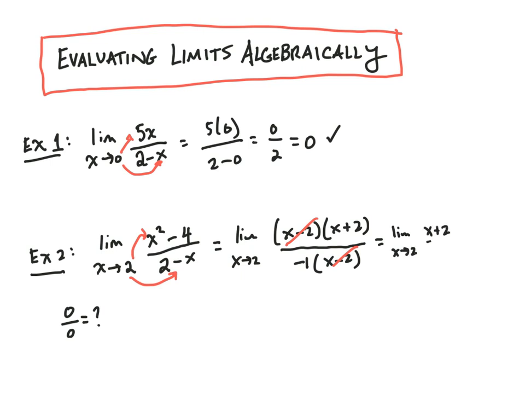And I rewrite what's left of the limit. It's x plus 2 divided by negative 1, and now I'm ready to try substitution again. I sub in a 2, and I get 2 plus 2 divided by negative 1, which is 4 divided by negative 1, or negative 4. So in this one, we found the limit, even though direct substitution failed us.